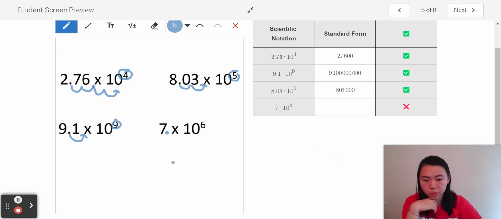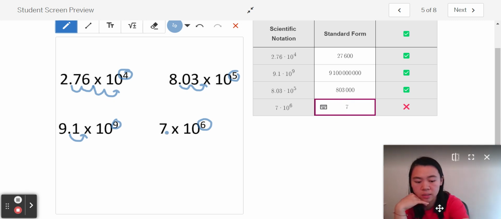Okay, here's the decimal place for 7. I get 6 jumps. I don't have to jump over any number. There's nothing to my right. So I'm going to use all my jumps for zeros. So I'm going to have 6 zeros. 7 and 6 zeros. 1, 2, 3, 4, 5, 6, 7.